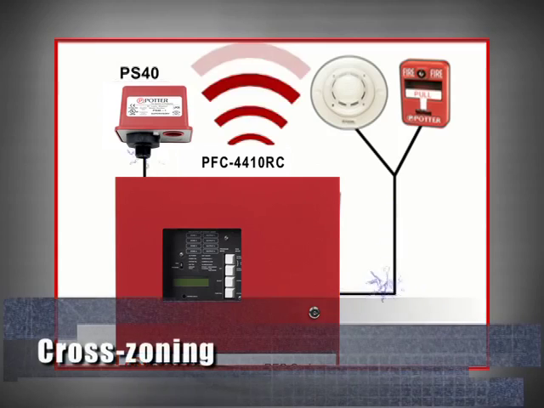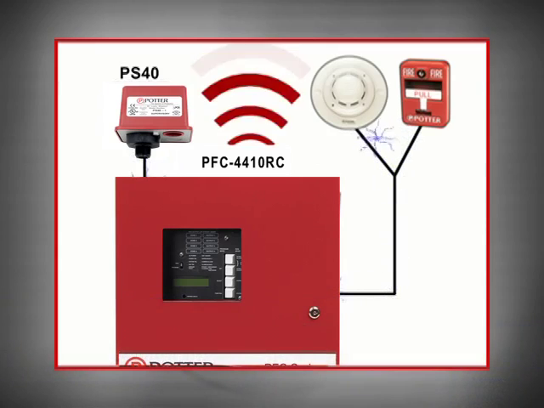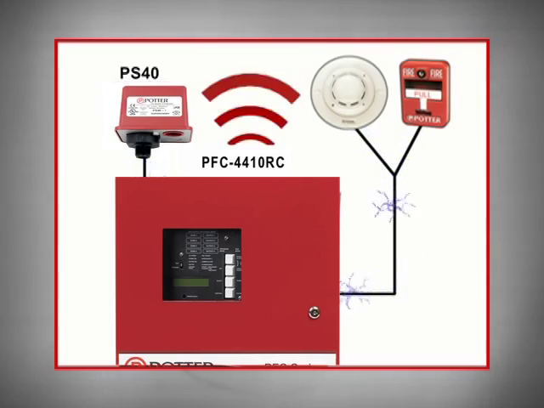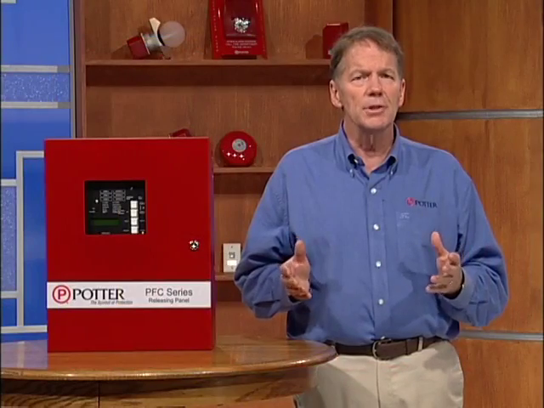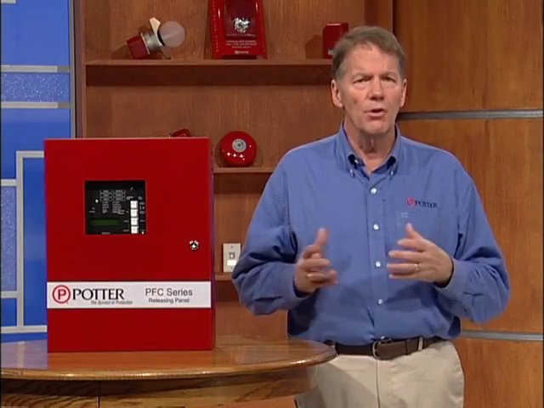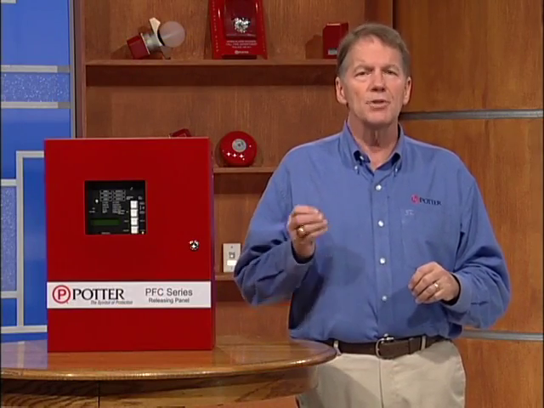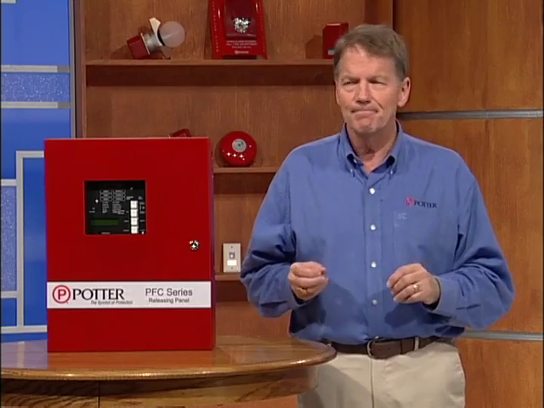This is known as cross-zoning. In a cross-zoning configuration, both the low air switch and the smoke detector must be in alarm at the same time in order for the releasing control panel to trigger the solenoid. A manual pull station can be used to override the cross-zoning and operate the solenoid instantly.